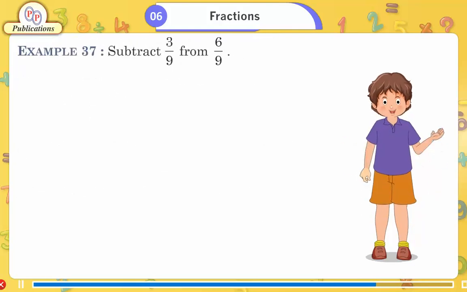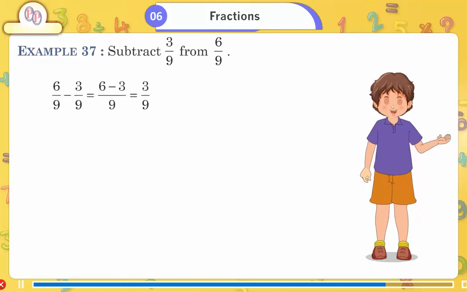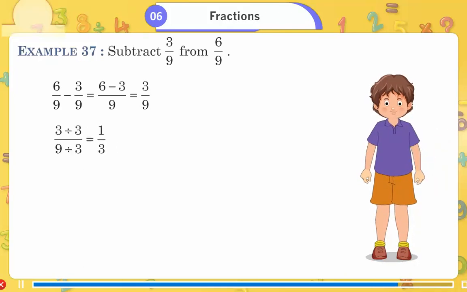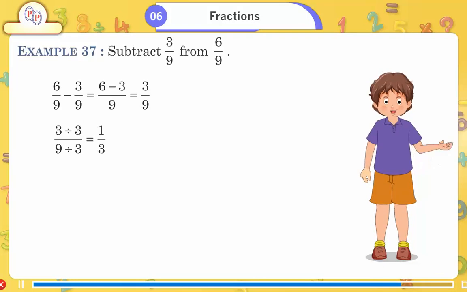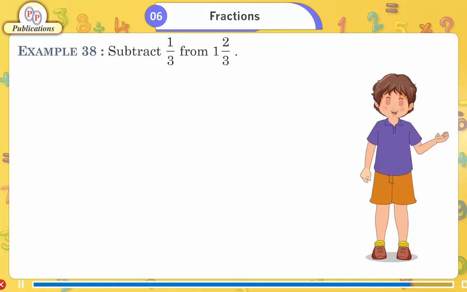Example 37. Subtract 3 upon 9 from 6 upon 9. 6 upon 9 minus 3 upon 9 is equal to 6 minus 3 upon 9 is equal to 3 upon 9. 3 divided by 3 upon 9 divided by 3 is equal to 1 upon 3. Answer 1 upon 3.